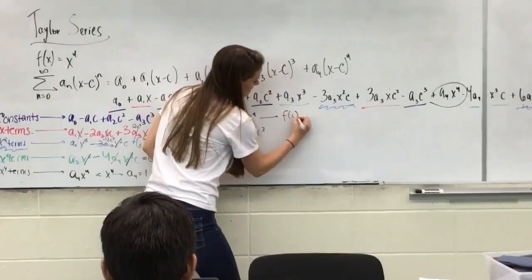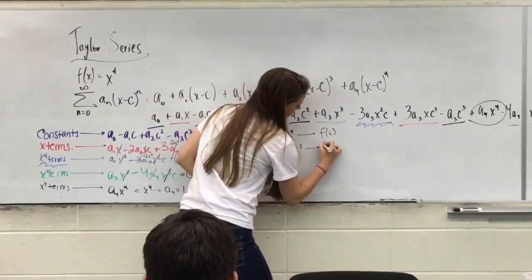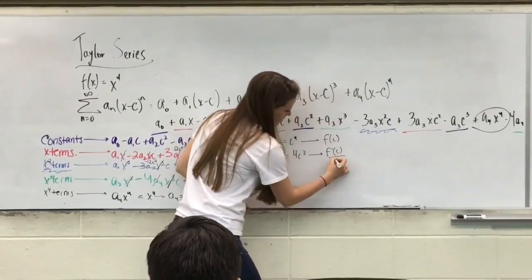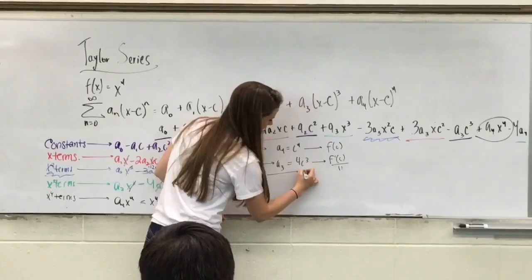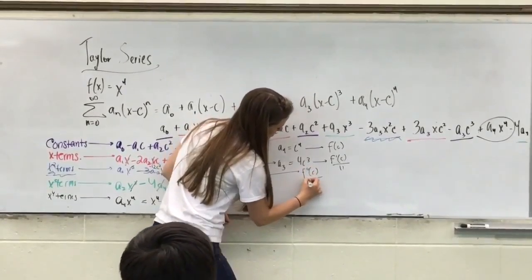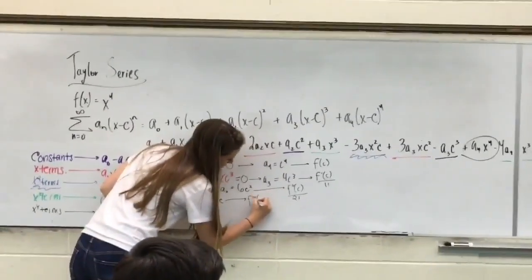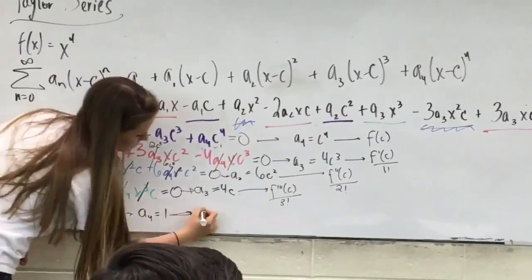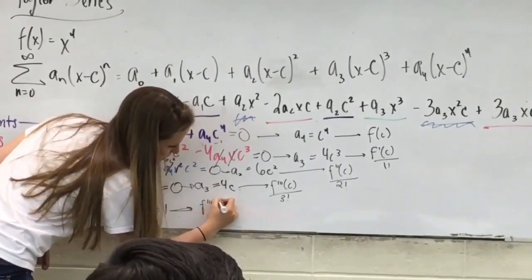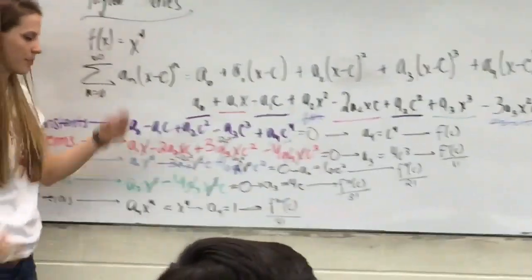So this is f of c. Looking back at this x to the 4th, this is f prime of c over 1 factorial. This is f double prime of c over 2 factorial. This is f triple prime of c over 3 factorial. And finally, this is f quadruple prime of c over 4 factorial. Okay.